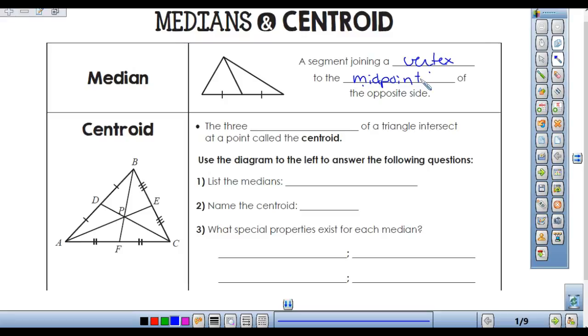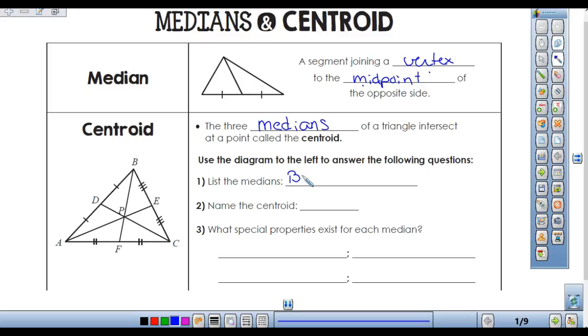Alright, so where the three medians intersect is called the centroid. So now we have the circumcenter, the incenter, and now we've got the centroid. So my medians in this picture are who? Remember, it goes from the vertex to the midpoint of the opposite side.